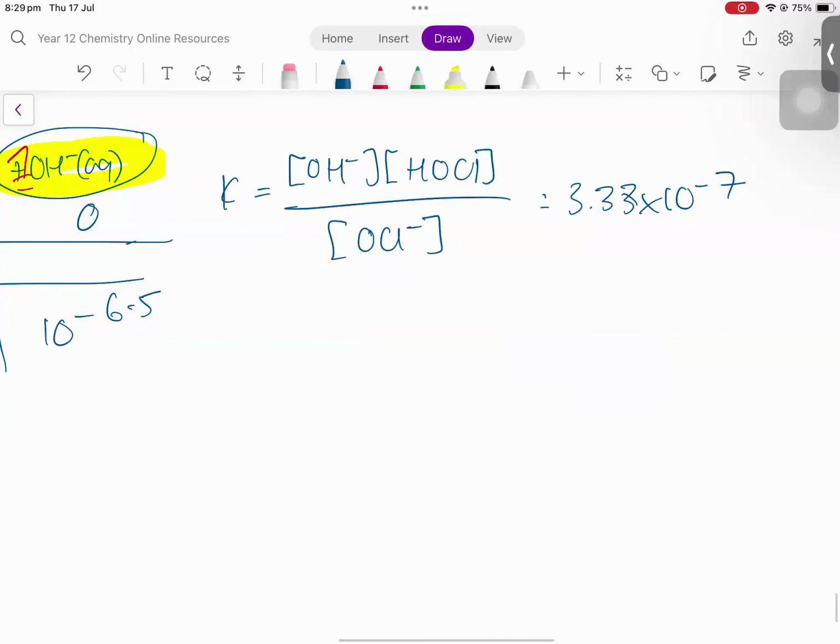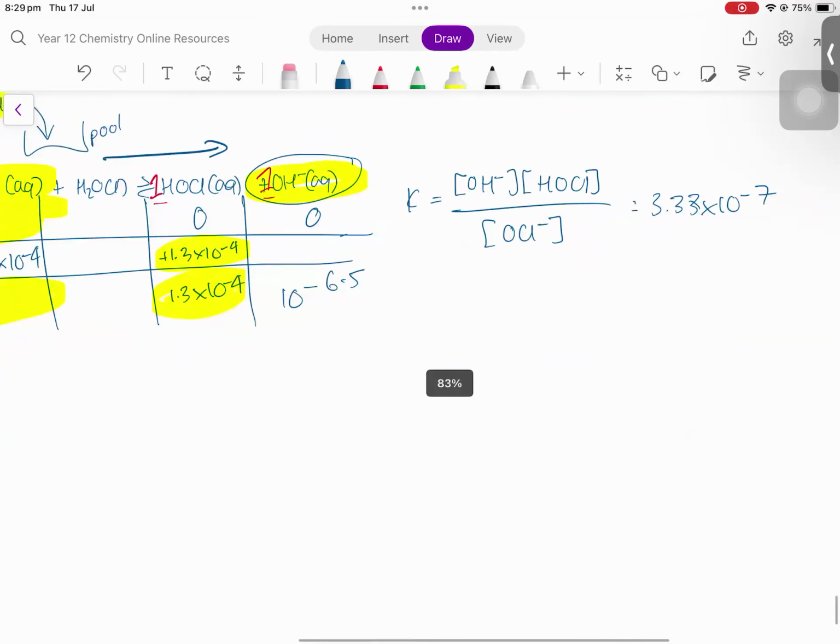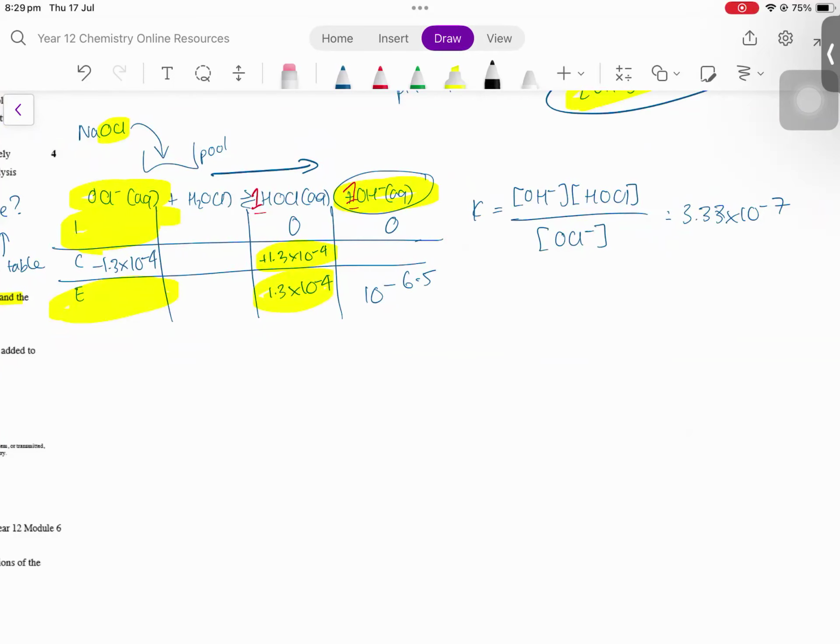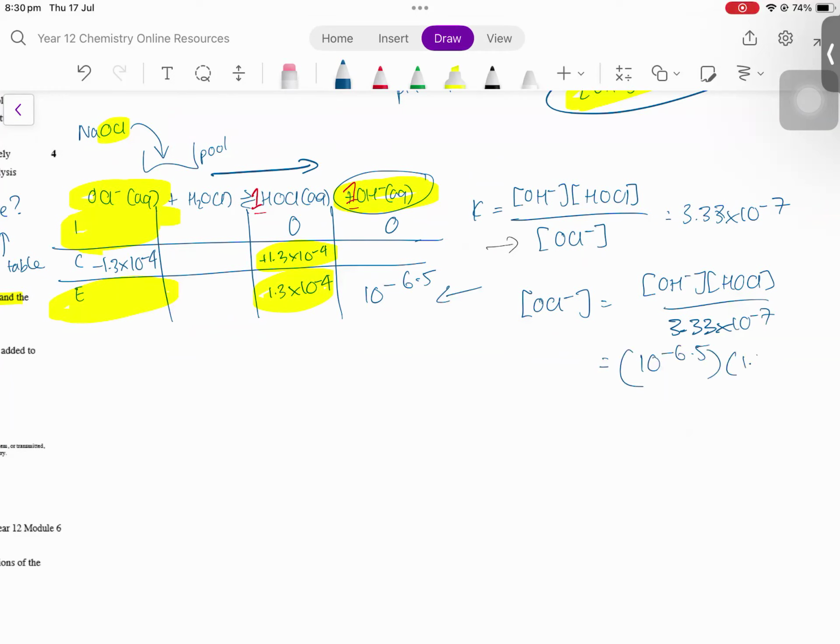So I can fill in the E row because you can only sub in equilibrium concentrations into the equilibrium constant. I'm solving for OCl minus, which is actually in the denominator, so be careful when you're rearranging this equation. OCl minus is OH minus times HOCl divided by your 3.33 by 10 to the minus 7. So then I sub in the two concentrations I currently have, 10 to the minus 6.5, 1.3 by 10 to the minus 4, divided by 3.33 by 10 to the minus 7.